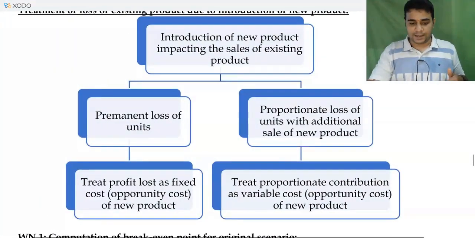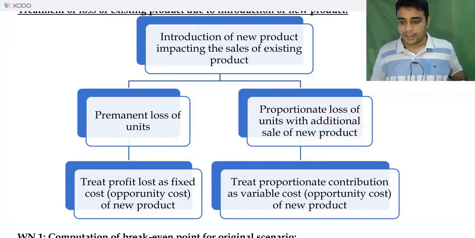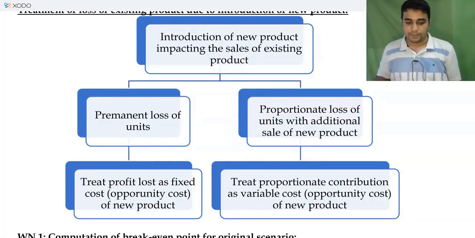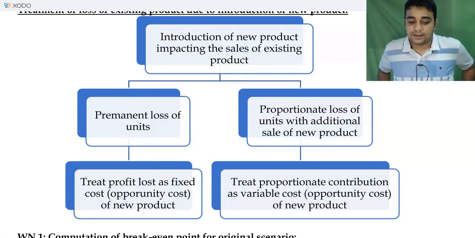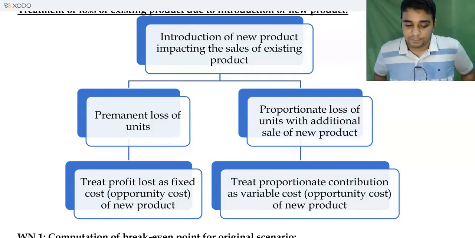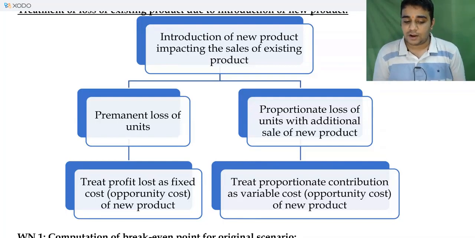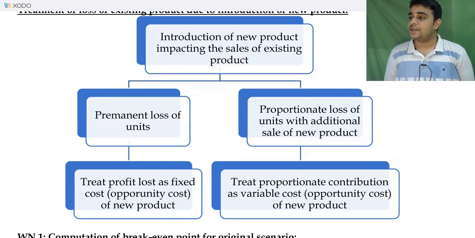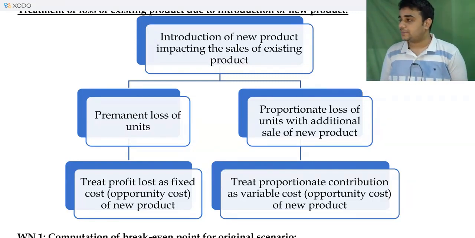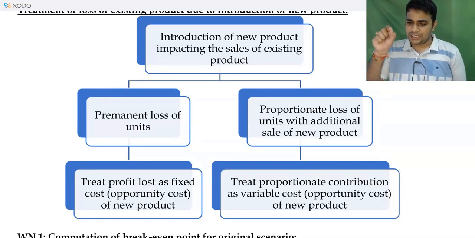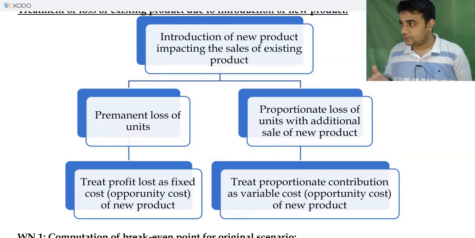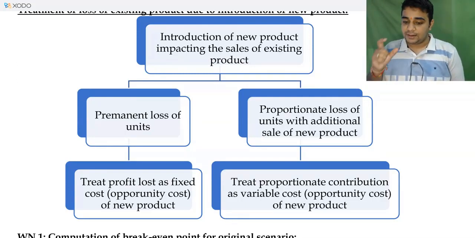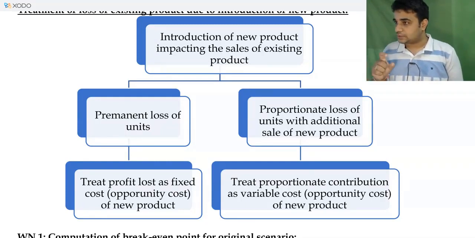Introduction of new product impacting the sale of the existing product, page 321. It's not there in the theory part, but it's directly there in the problem. Permanent loss of units: treat profit lost as fixed cost, opportunity cost of the new product. Proportionate loss of units with additional sale of new product: treat proportionate contribution as variable cost, in bracket opportunity cost of the new product.